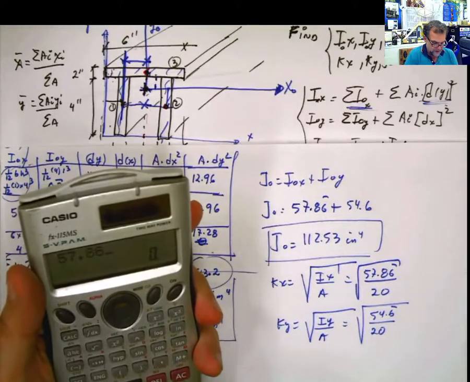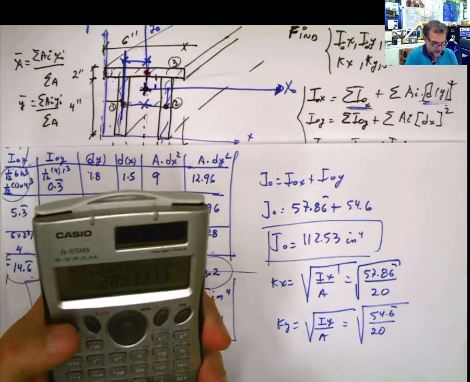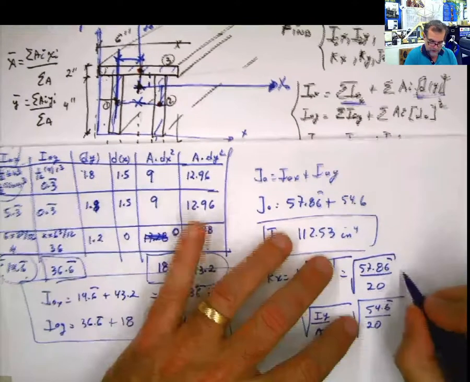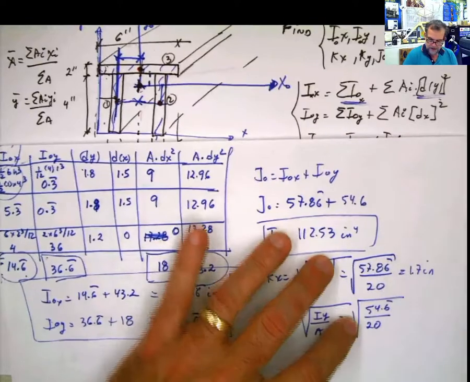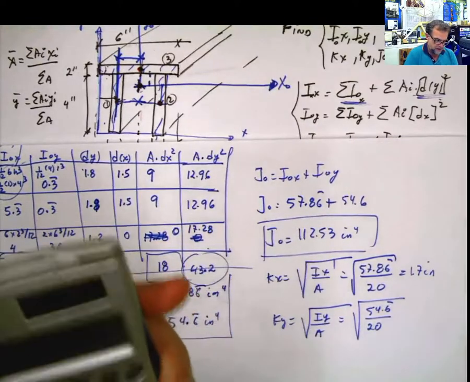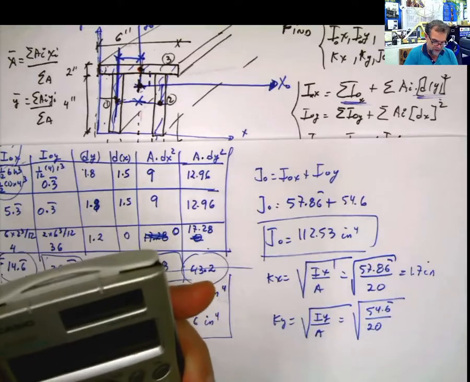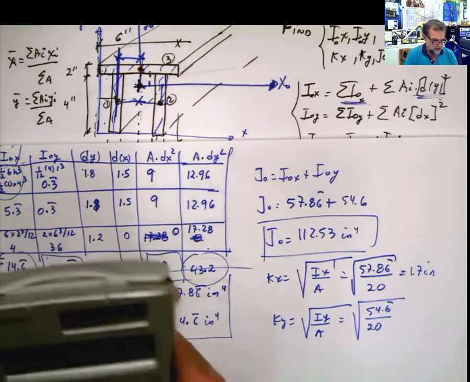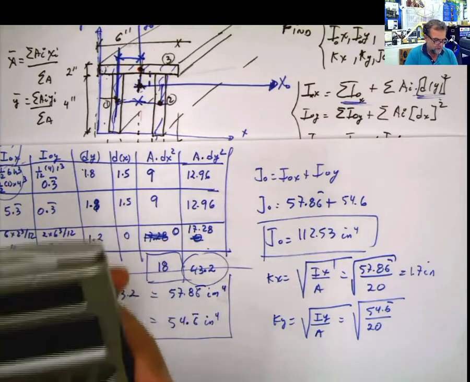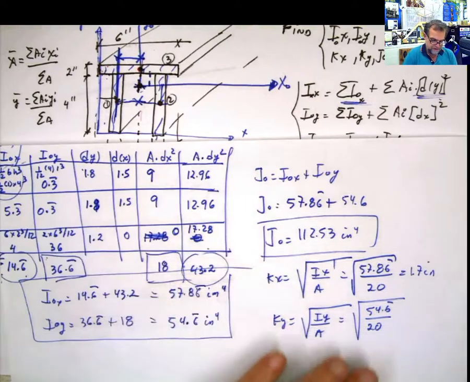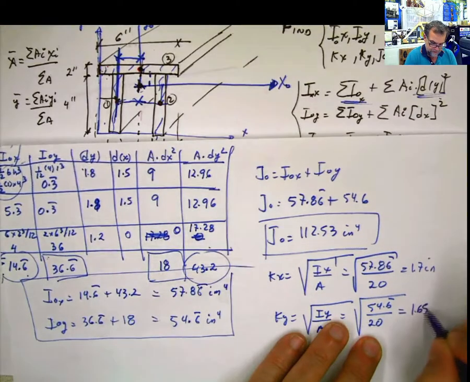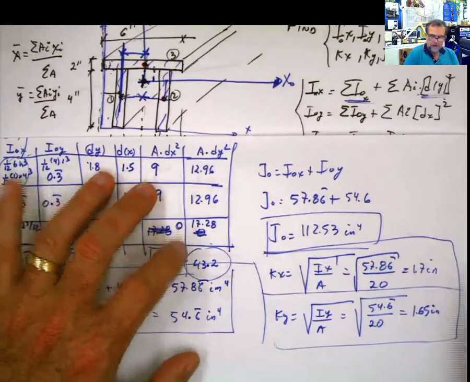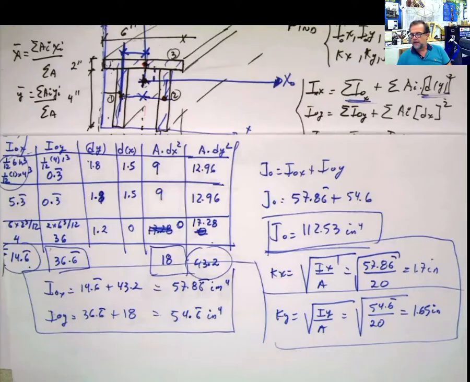57.86 divided by 20 and elevated to the 0.5, that's 1.7 inches, and 54.66666 divided by 20, to the 0.5, 1.65. And that will conclude all the values that we were asked to calculate in this problem.